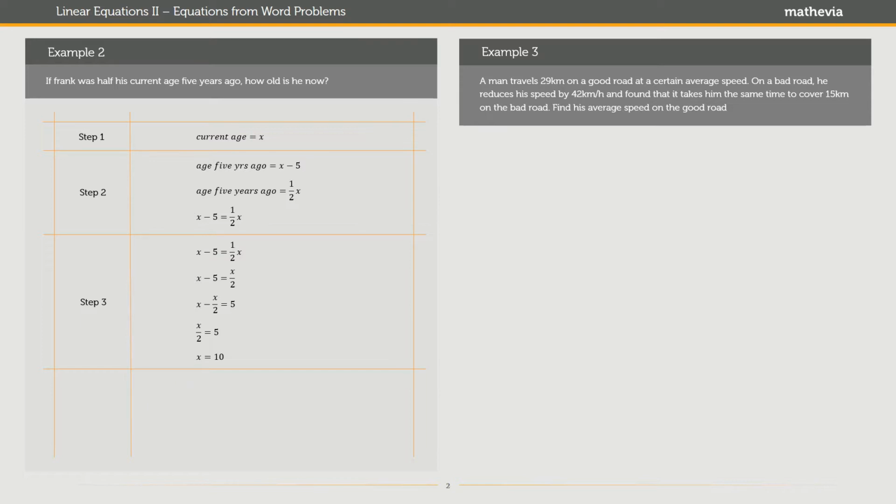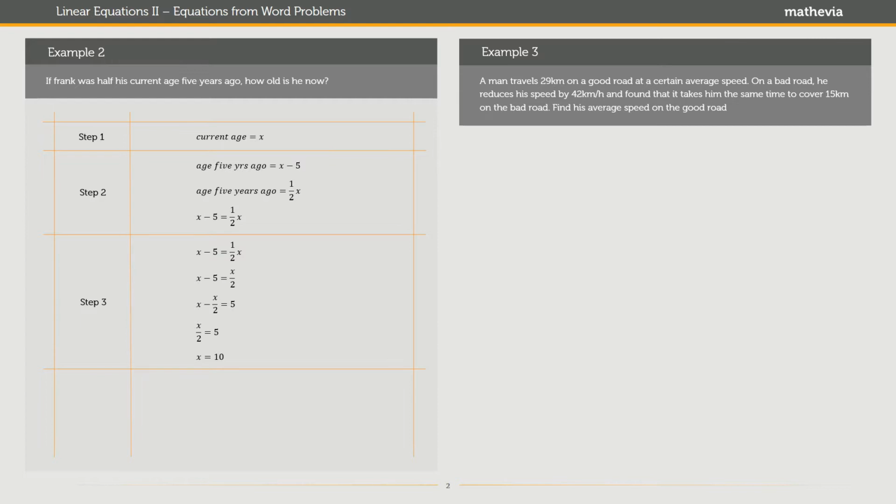Now find the average speed on the good road. Okay, so we have this man and he's traveling on a good road, and he travels 29 kilometers on this good road, and then he travels on a bad road, and to travel on that bad road he decides to reduce his speed.